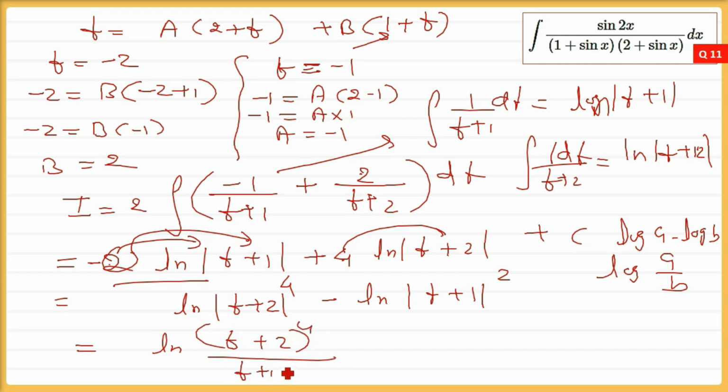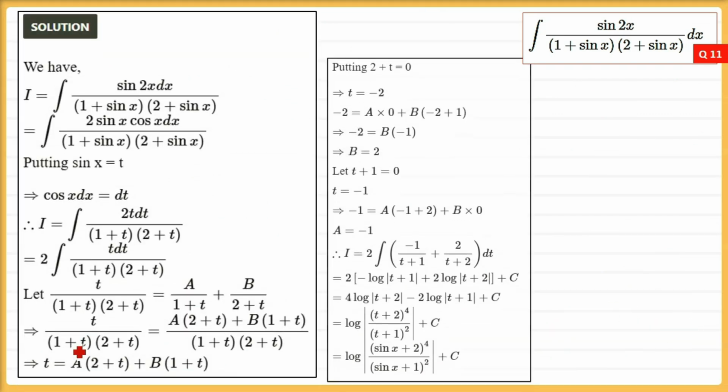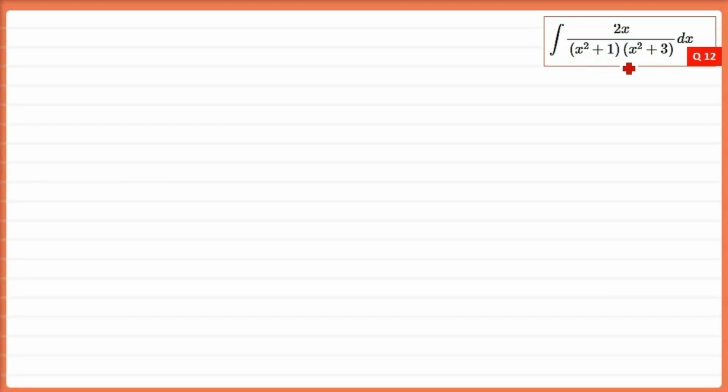So we'll get ln of t plus 2 to the power 4, with t plus 1 to the power 2 in the denominator, plus c. And t we had taken as sin x. Now replace wherever you get t with sin x. So ln of sin x plus 2 raised to the power 4, over sin x plus 1 raised to the power 2, plus the constant of integration. This is your final answer. This is the way you have to solve this.